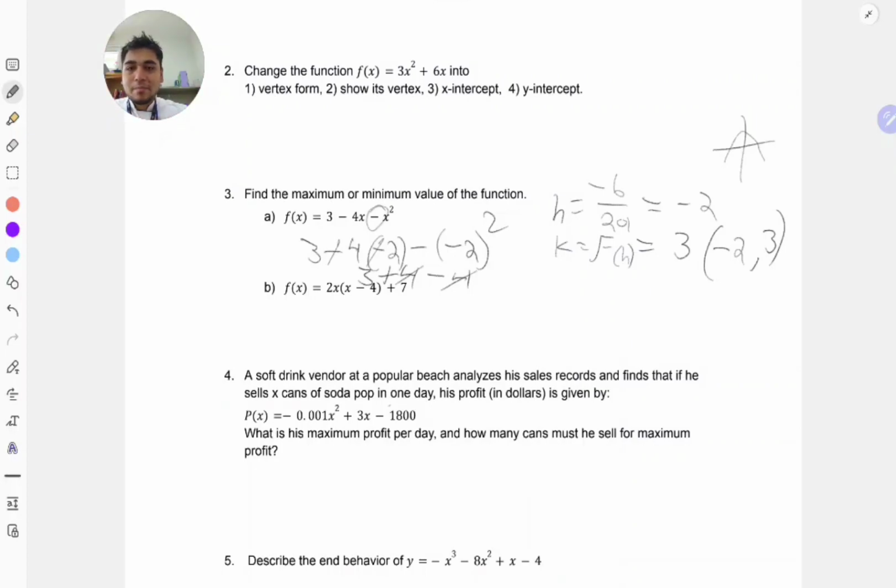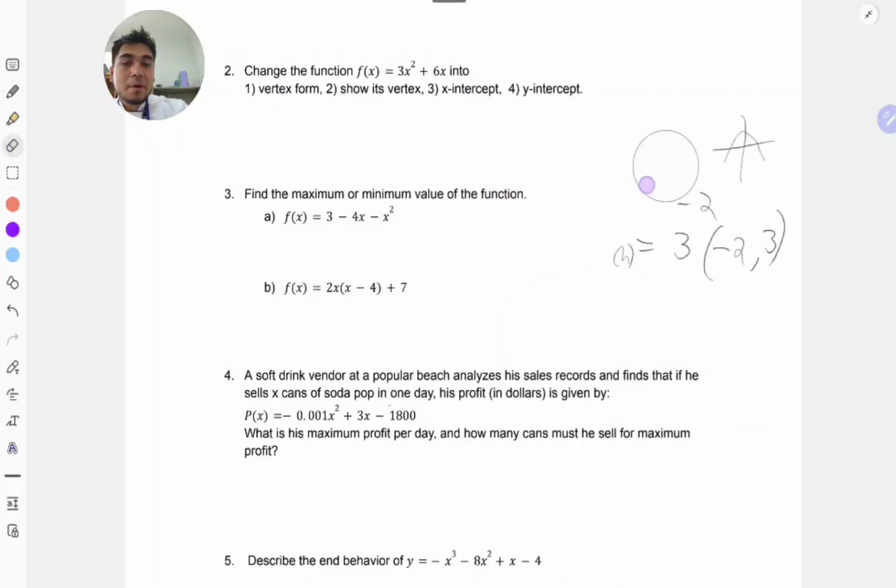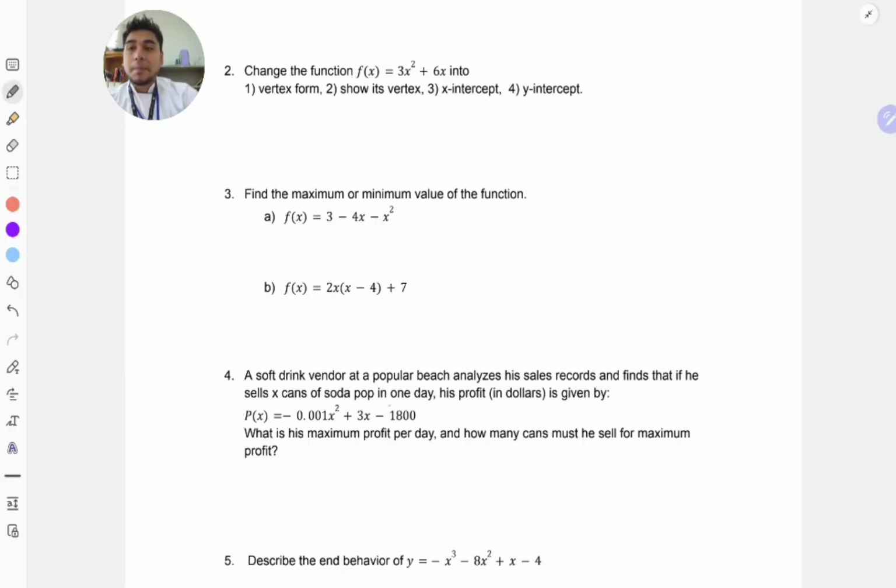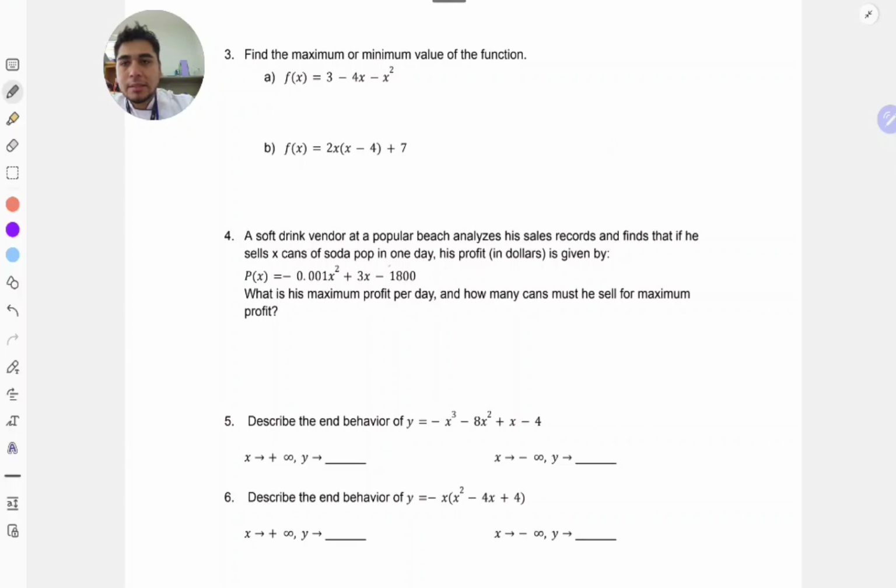Okay. So, continuing on from problem number 3, we are now left with part B. So what is part B? How do we do part B? Find the maximum or minimum value of this function. Well, we just want to make sure that we can do this. We know that our f of x is equal to 2x times x minus 4 plus 7, okay? So with that being said, just to find out what the maximum or minimum value is, we just need to put it in h and k notation.